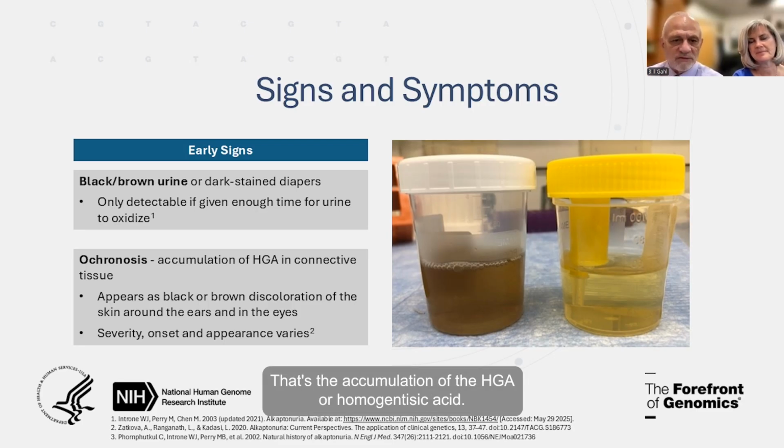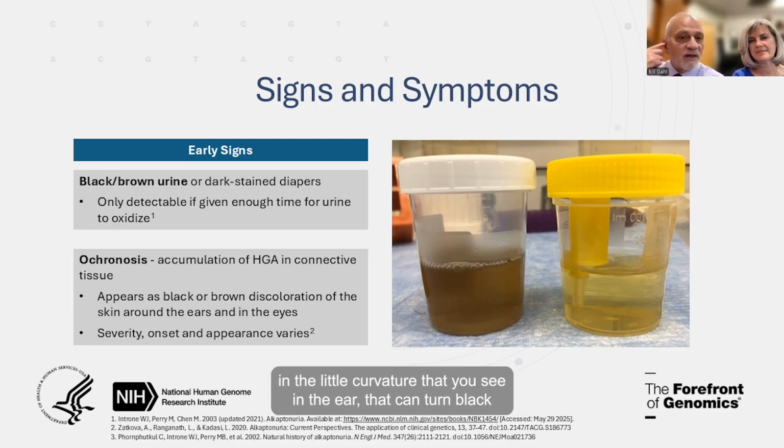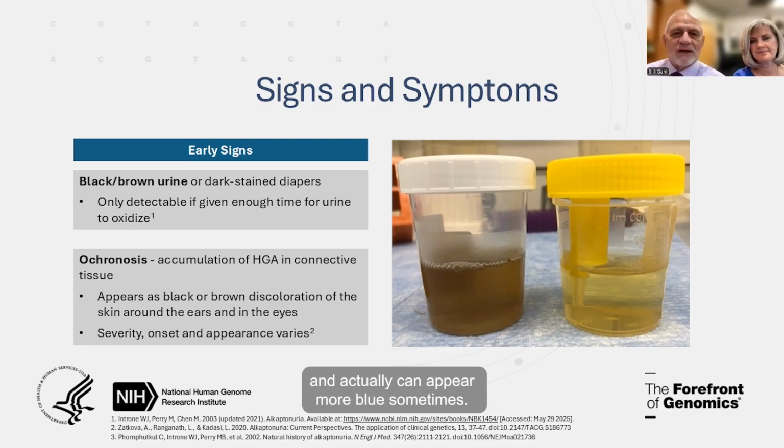The disorder of having the brown accumulation in connective tissue and the destruction of it is called ochronosis. That's the accumulation of the HGA, or homogentisic acid. This discoloration can occur in any cartilage that's visible to us. So, for example, the cartilage of the ear, in the little curvature that you see in the ear, can turn black and actually can appear more blue sometimes.